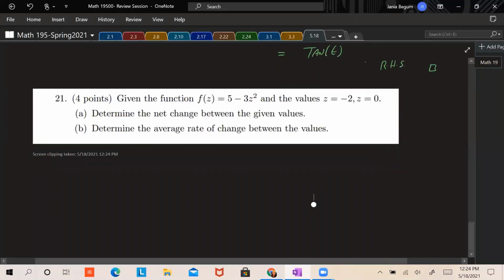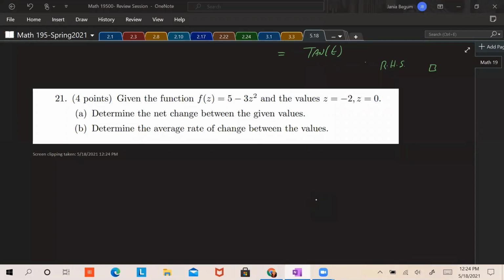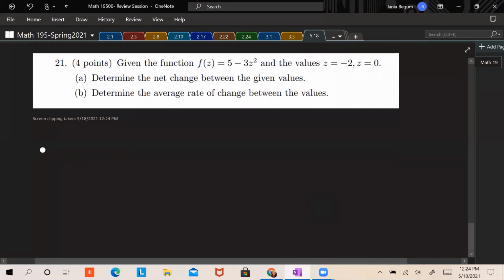Okay, so you're given a function and you're given some z values from -2 to 0, and we want to determine the net change and the average rate of change. So what's the formula for net change? Do you guys remember? Wasn't it x2 minus x1 over 2? No. No.